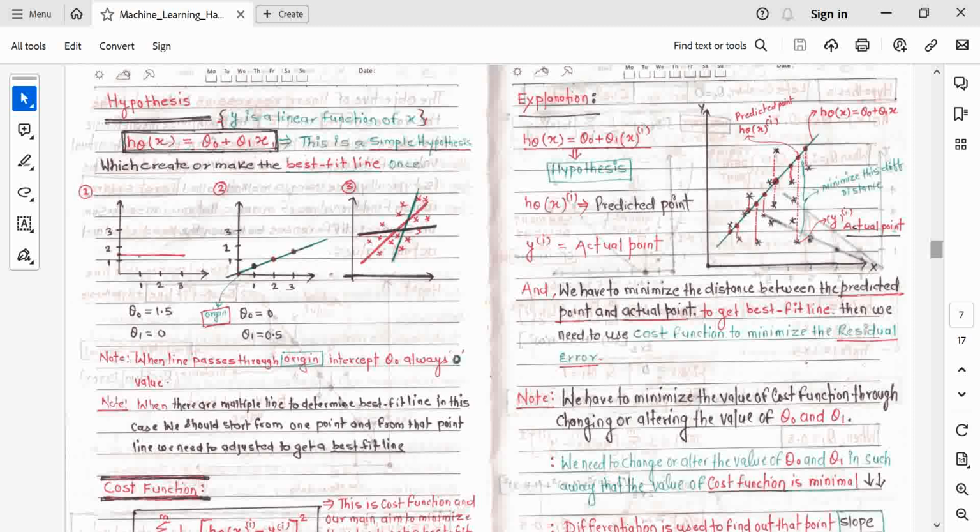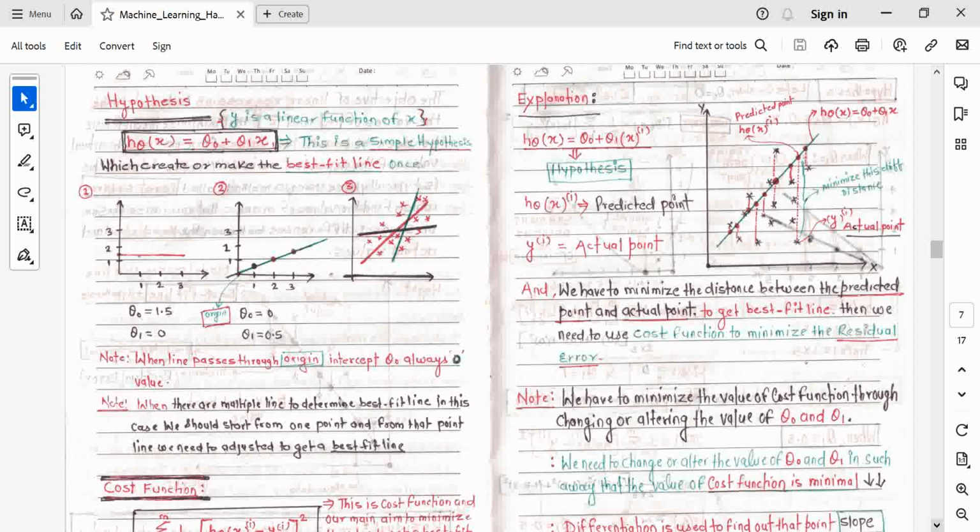Now you can watch it in this figure. These are the predicted points, h theta of x i, and this is the straight line. We have to minimize the distance between the predicted point and the actual point to get the best fit line. Then we need to use cost functions. Why do we need to use the cost functions? To make the best fit line.